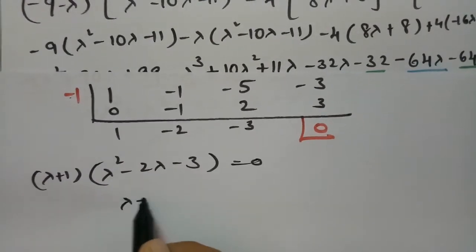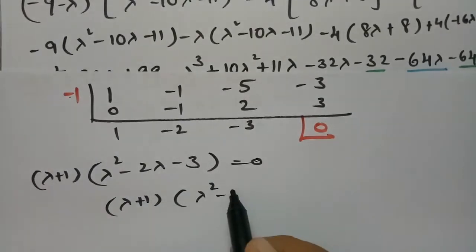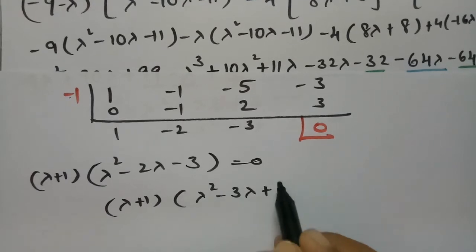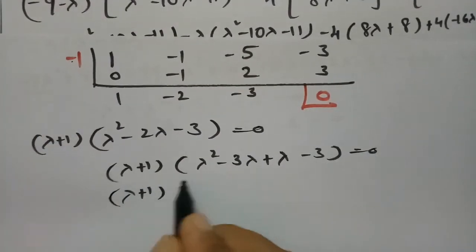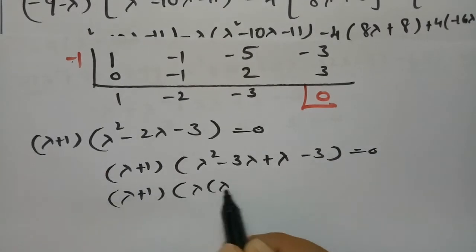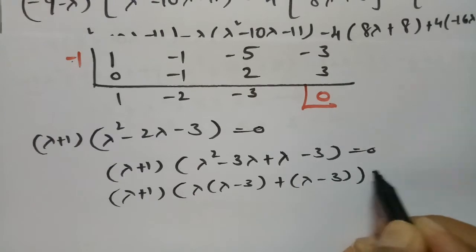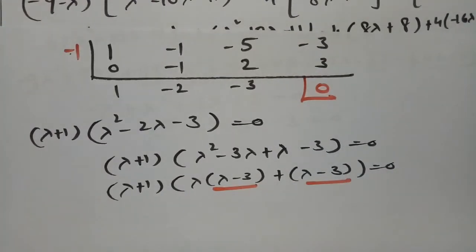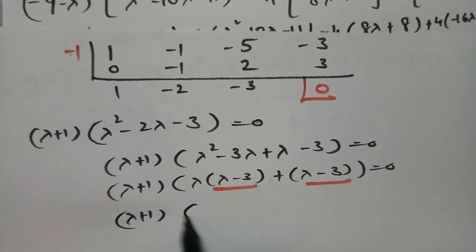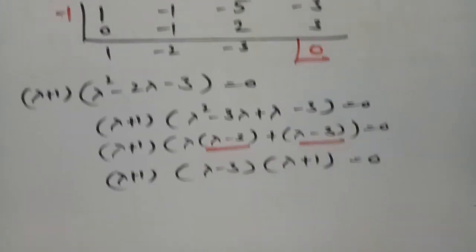So this will be (lambda plus 1) times (lambda squared minus 3 lambda plus lambda minus 3) is equal to 0. So (lambda plus 1) times, if I take lambda common, this will be lambda minus 3; if I take 1 common, this will be lambda minus 3, is equal to 0. So if I take lambda minus 3 common from this, this will be lambda plus 1, and lambda minus 3 if I take common, this will be lambda plus 1 is equal to 0.